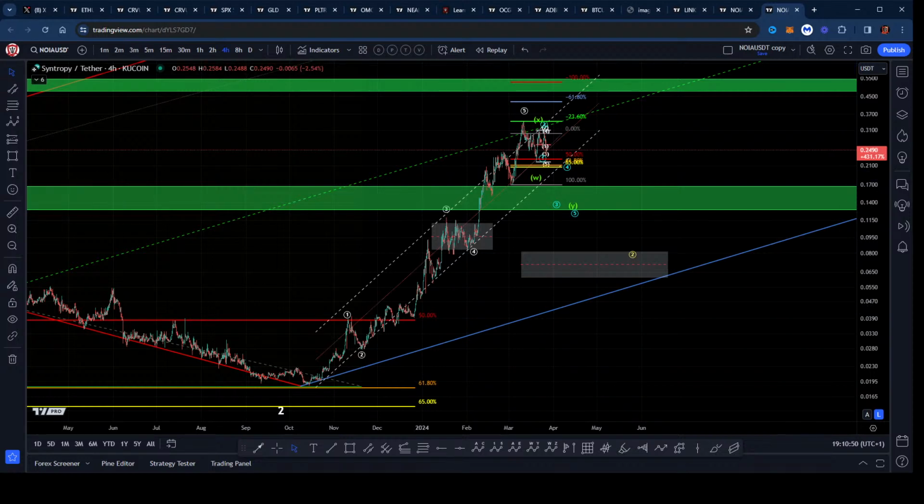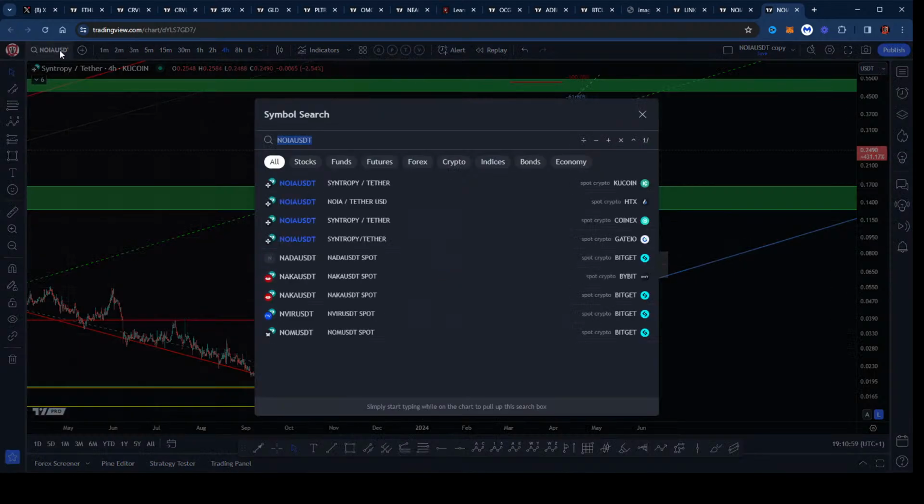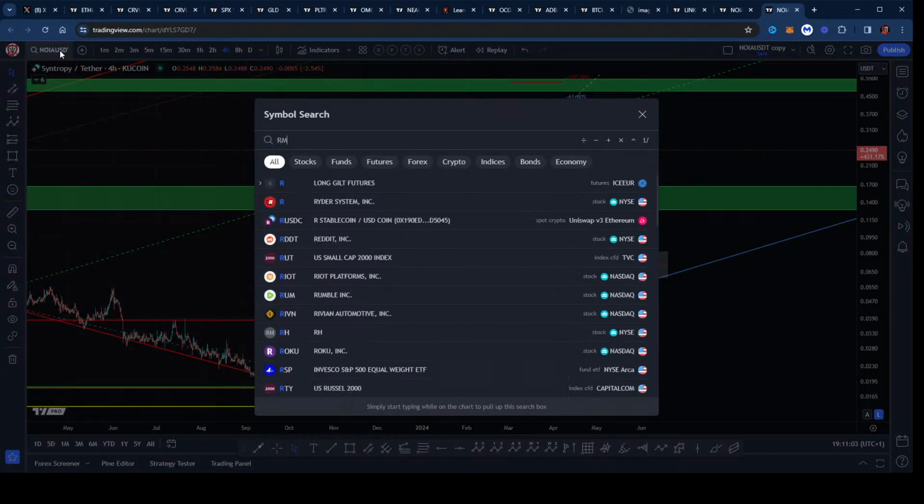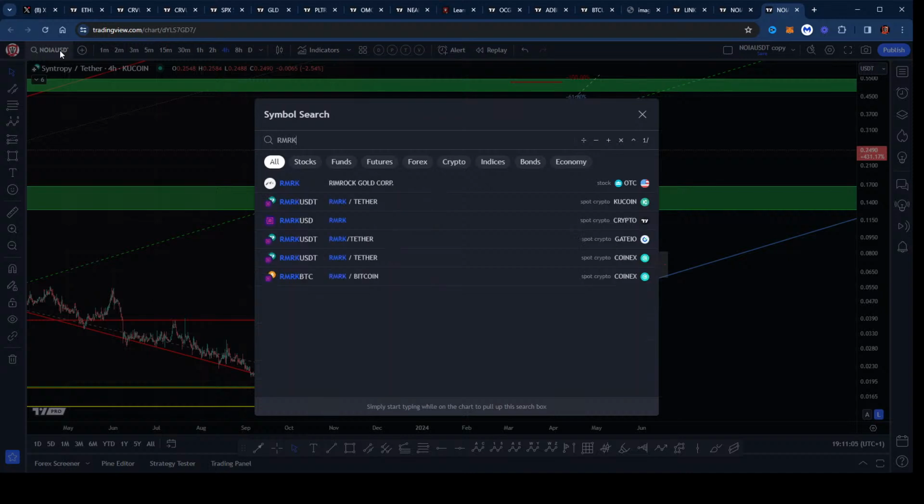Can you please take a look at RMRK? I would love to know. That's God Lysop. That's an interesting handle. Okay, let's look at that. That is RMRK. Rimrock Gold. Yeah, is that what you want? RMRK? Is that possible?